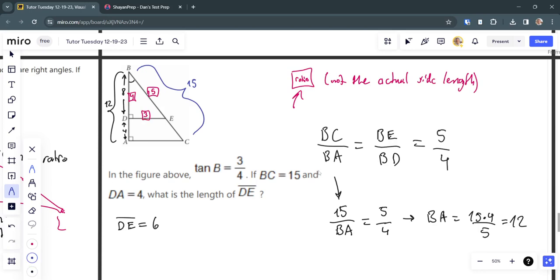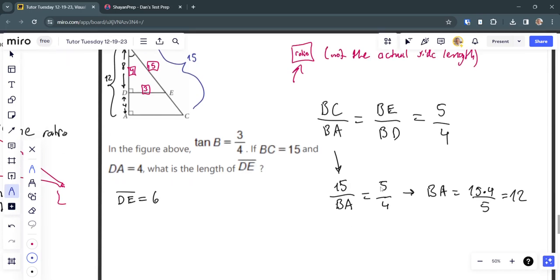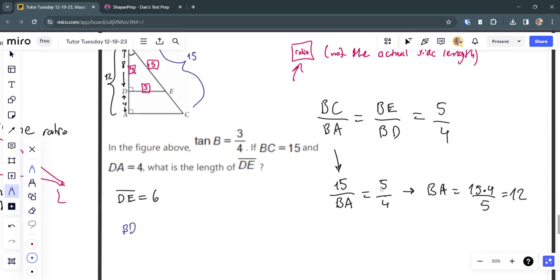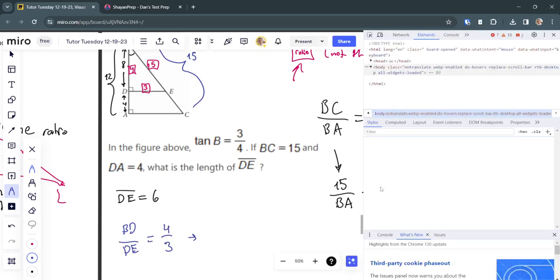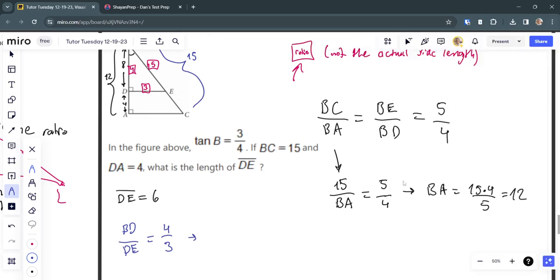If you wanted to properly set up that ratio, you could set up something like the ratio of BD to DE is equal to 4 over 3. Then you can substitute your values in there. You know that BD is 8, so 8 over DE is equal to 4 over 3. Cross multiply to get DE is equal to 8 times 3 over 4. That's 24 over 4, which is 6.